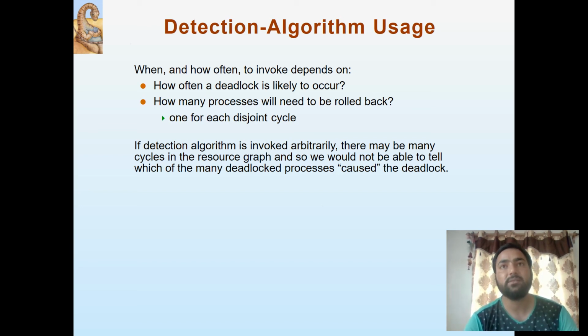So cycles in the graph can be more than one, many cycles can be there, and so we would not be able to tell which of many deadlocked processes caused the deadlock. So if there are too many cycles, then the processes inside them will also be very many, and we will not be able to identify, among so many processes in the system, which process is the one because of which the deadlock state has actually occurred in the system, which needs to be protected.